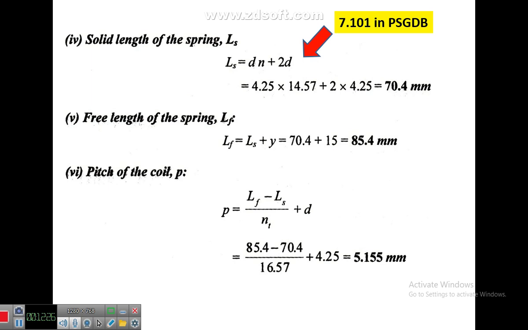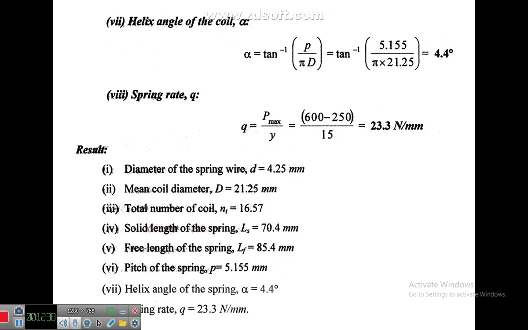Then coming to the last one, the pitch of the coil, that is LF minus LS divided by NT, plus d. Substitute all the unknowns, it is going to be 5.15. And coming to the helix angle and spring rate, these formulas you have to remember: alpha equal to tan inverse of pitch divided by pi D. So substitute all the values, alpha is going to be 4.4. Then the spring rate is Q equal to P max by y. For P max, you have two things, maximum and minimum. Find the difference and divide it by the deflection. You are going to get the spring rate of 23.3 Newton per millimeter.